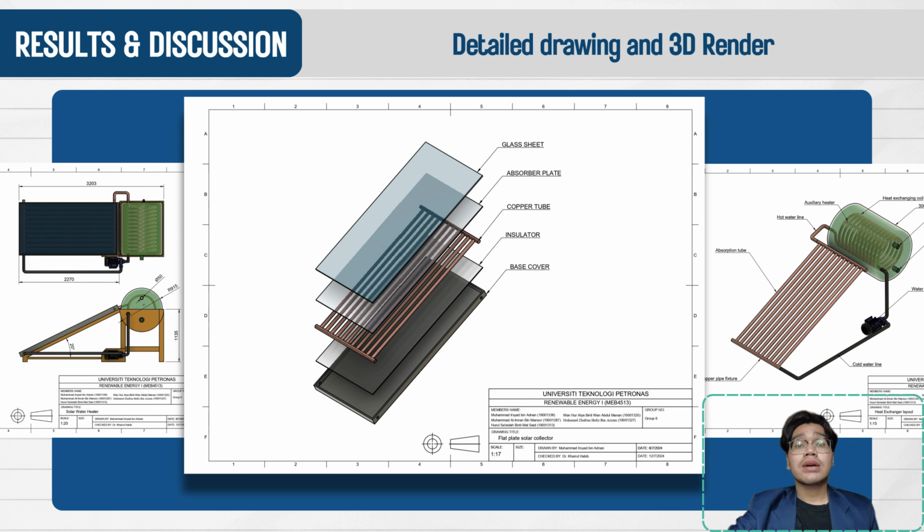And here are some technical drawings that had been made, including the sizing, the model layout, and the exploded view of our major components. Here we can see that the absorption plate consists of 5 parts: the outer top glass sheet, the absorption plate with heat conductive properties, copper tubing and insulator to capture all the heat, and lastly the base cover to keep it all together.